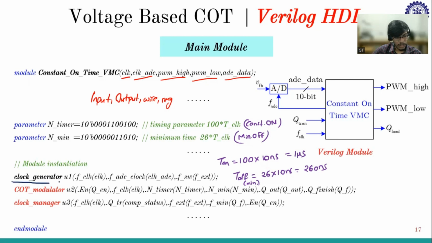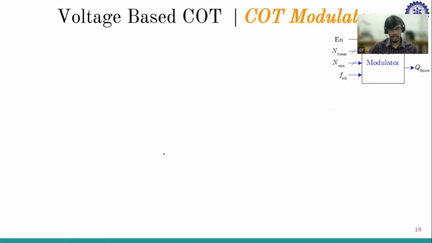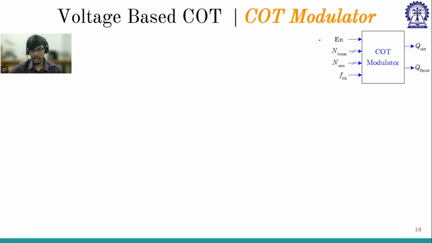The clock generator has already been discussed in voltage mode control, so we will not go into this. We'll go into something called the clock modulator and clock manager. Sir has discussed it in detail in his lecture, so we'll not go into that much detail, but we'll just brush up the concepts quickly. Coming to the clock modulator, it has enable, N timer is for on time, and N minimum is for off time, and this is the 100 megahertz clock, and it has Q out as well as Q finish.